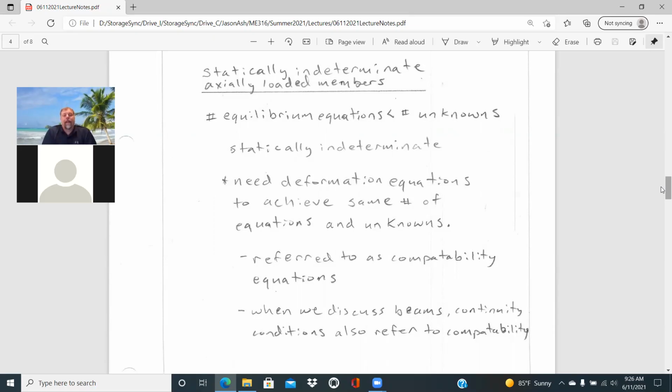And so we need deformation equations to achieve the same number of equations as the unknowns. And so those are again referred to as compatibility equations. When we get along further into the semester, when we talk about beams, they'll be referred to as continuity conditions, but those also refer to that compatibility type of condition. They're just called continuity conditions.